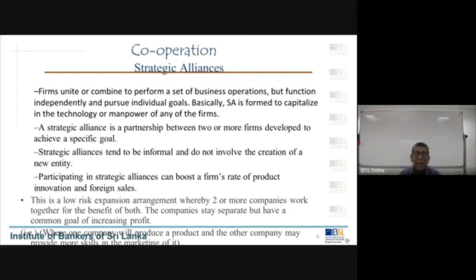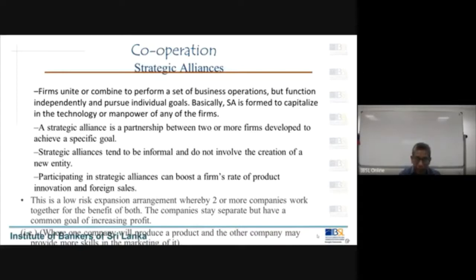So this is a wide area. A lot of questions can be asked from this area, right? And among these cooperation strategies, usually, the first type we are going to discuss with you is called strategic alliances. Now, what do you mean by alliances?